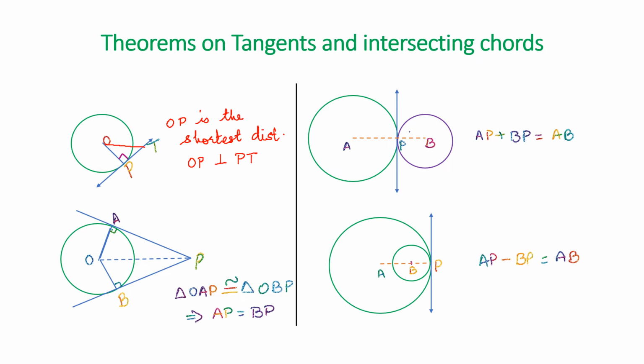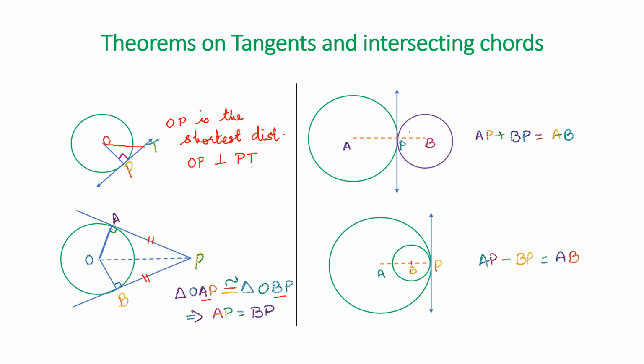So if you observe the two triangles, that is triangle OAP and triangle OBP, these two triangles are going to be congruent. Congruent because you have a right angle over here, you have the hypotenuse which is common, and you have the radii which will give you the side. So by RHS, triangle OAP is congruent to triangle OBP. That will imply that AP is equal to BP.